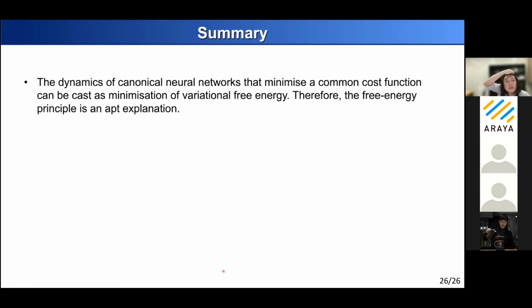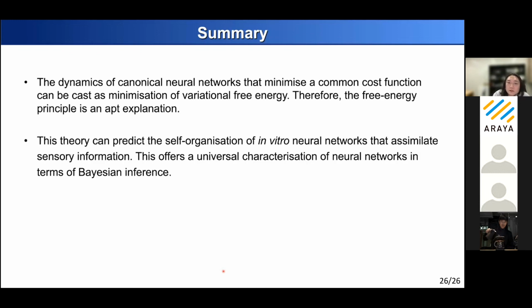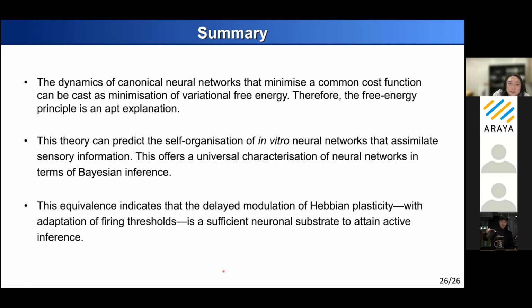In summary, we show that the dynamics of canonical neural networks that minimize the cost function can be cast as minimization of variational free energy, so that the free energy principle is an apt explanation for neural networks. And we show that this theory can predict the self-organization process of in vitro neural networks. This offers a universal characterization of such networks in terms of Bayesian inference. This theory also indicates that delayed modulation of Hebbian plasticity is sufficient to attain sentient behavior. So we imagine that this is one of the simplest mechanisms that realize this sort of sentient behavior.